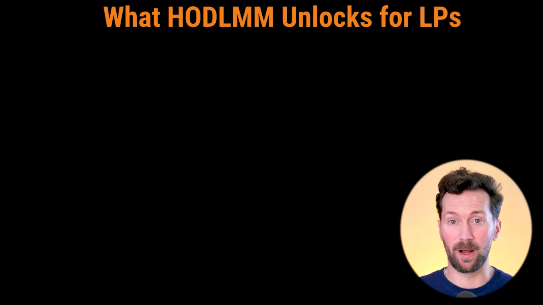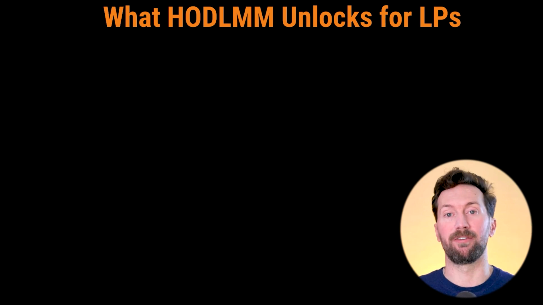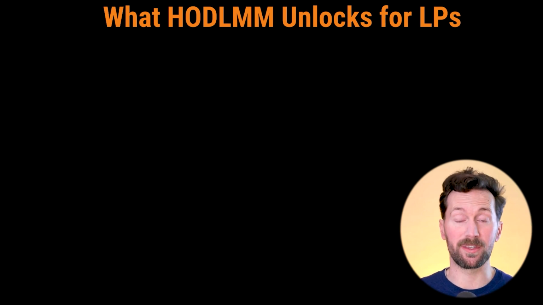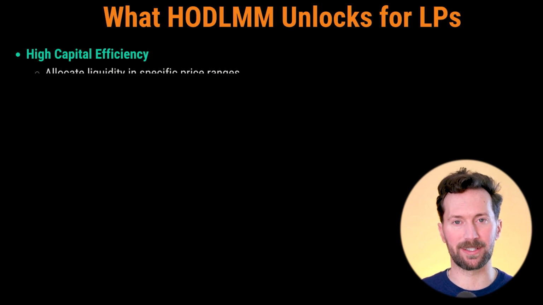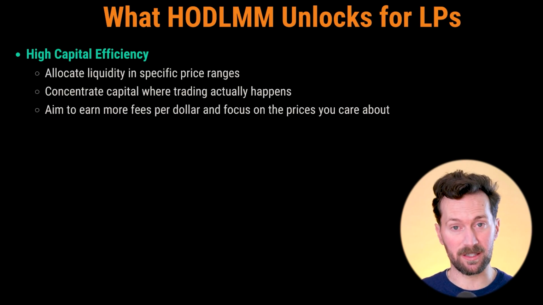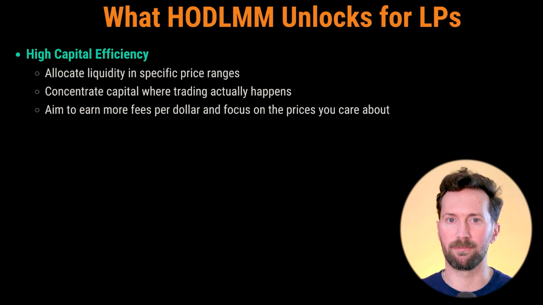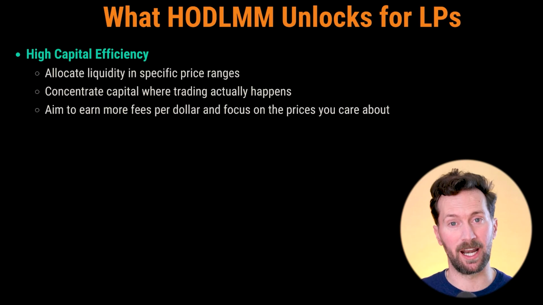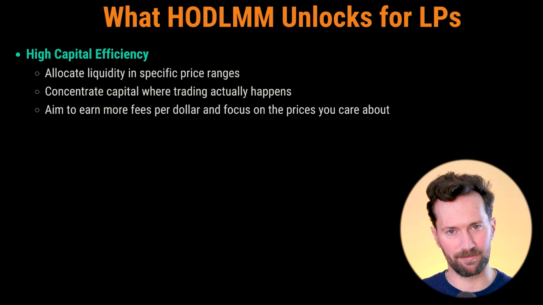So for traders, HODLMM is designed to make trades cheaper, smoother, and more predictable. Now let's look at what that means from the perspective of an LP, which is really what this series is guiding you toward. With HODLMM, liquidity providers get high capital efficiency because you can allocate liquidity within specific price ranges instead of spreading it uselessly across the whole curve. And concentrating your capital means that you can earn more fees per dollar of liquidity and focus on the price area you actually care about.